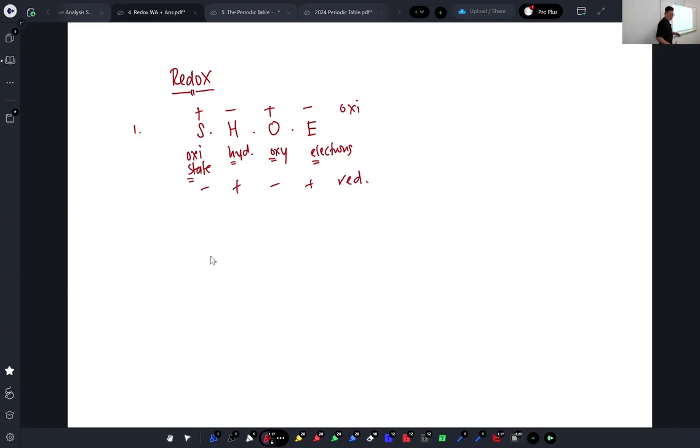What this means is, let me just run through one at a time very quickly. If oxidation state increases, oxidized. Loss of hydrogen, gain of oxygen, loss of electrons, oxidation. What is reduction? When there is a decrease in oxidation state, gain of hydrogen, loss of oxygen, gain of electrons. That's that. If you're able to do that, level 1 done.